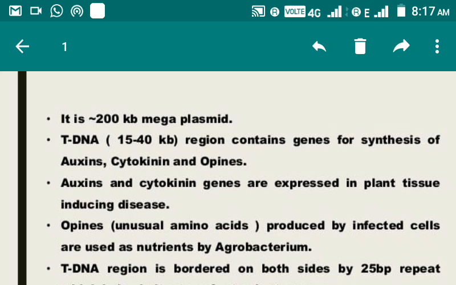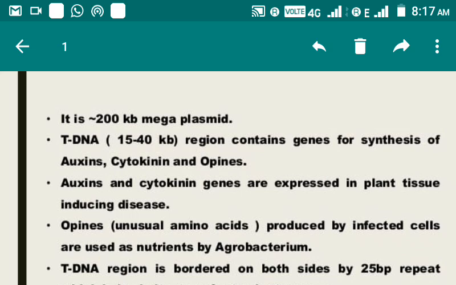Students, see here, these are the two genes, auxin and cytokinin, which are responsible for the excessive cell division that leads to the formation of tumor. Auxin and cytokinin genes are expressed in plant tissue, inducing the disease, that is tumor. Opines, unusual amino acids produced by infected cells, are used as a nutrient for Agrobacterium. Students, keep in your mind that opine is used by the Agrobacterium as a nutrient.